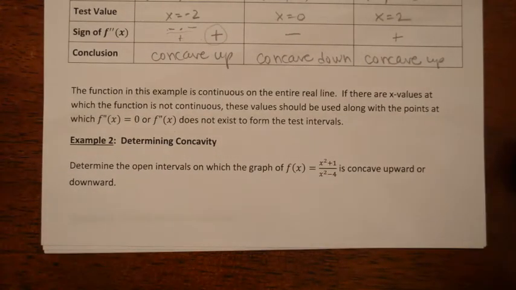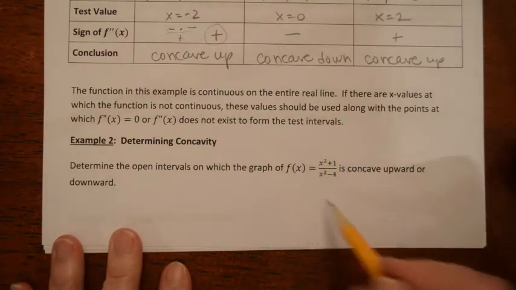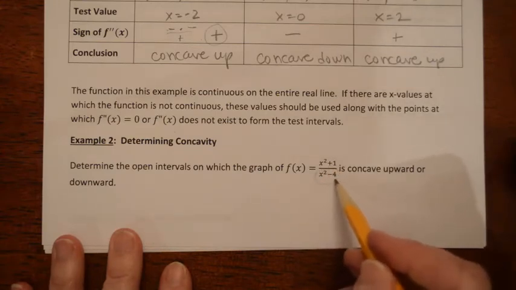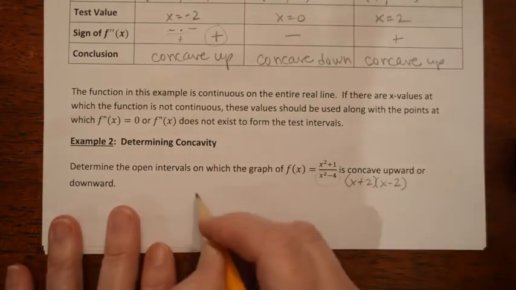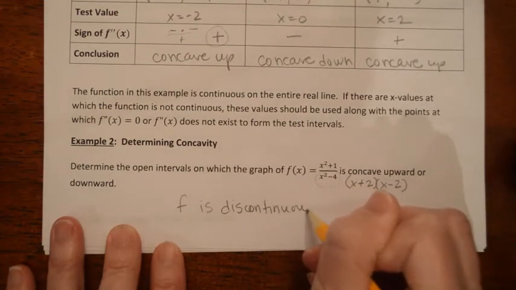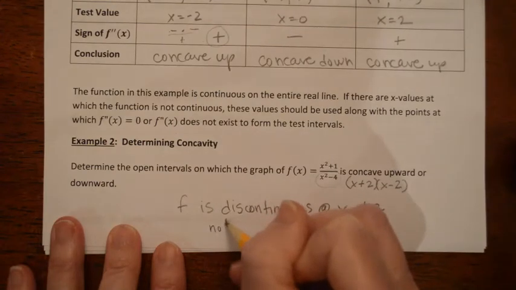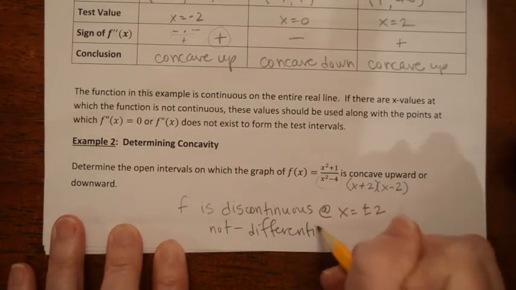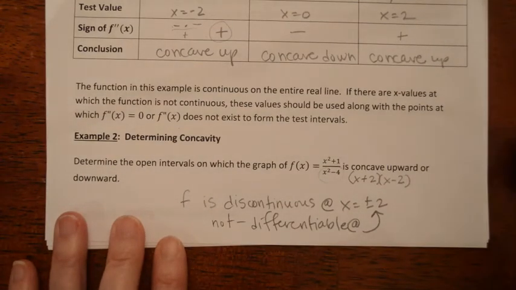All right, so example 2 has the function f of x equals x squared plus 1 over x squared minus 4. And again, they command us to do the same thing, say where it's concave up or concave down. So they kind of gave us a heads up that there would be something different in terms of the continuity. And we can tell just by looking at it here, x squared minus 4 definitely will be 0. This factors using difference of squares, so it's x plus 2, x minus 2. So we can say that f is discontinuous at x equals plus or minus 2. It's not continuous, and then it's not differentiable. So it's neither continuous nor differentiable at those two x values.